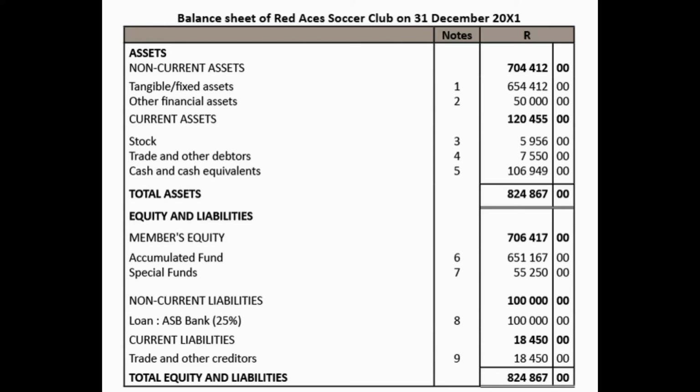So that is the total for non-current liabilities. And then you get the current liabilities, trade and other creditors, which we've already done in the notes, 18,450. So if you add current liabilities plus non-current liabilities plus your members' equity, you get a total of 824,867, which is the same as your assets, and it means your balance sheet balances, which means you've done your work correctly. Congratulations.